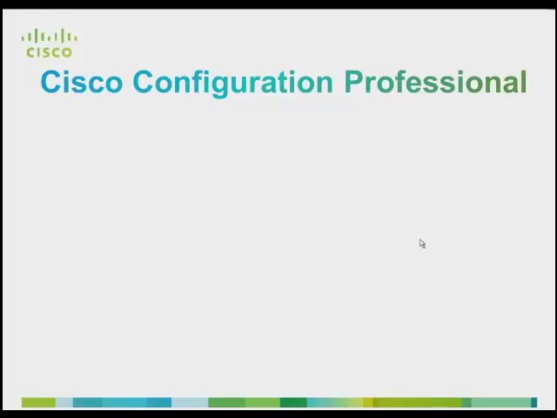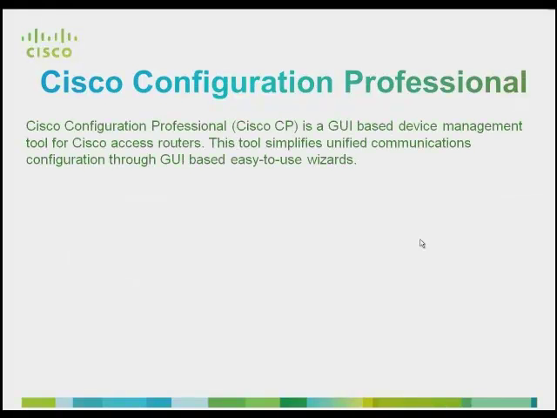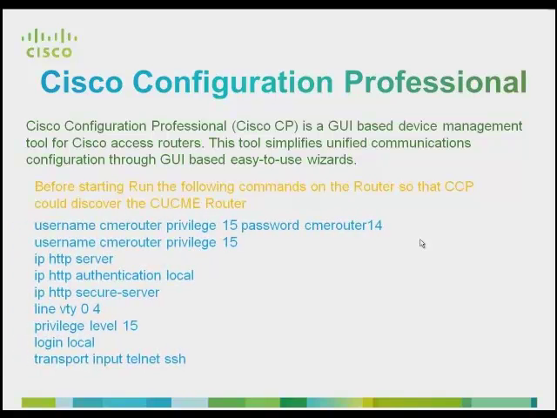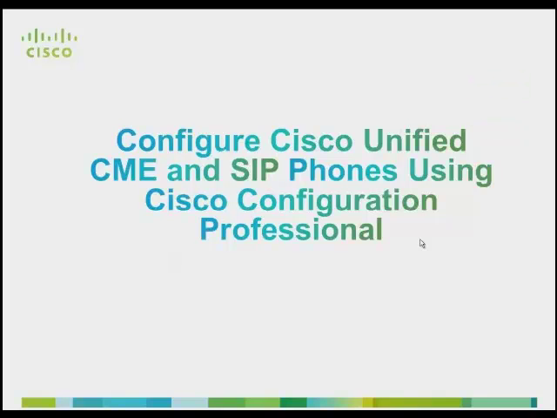Here we are going to use a cool tool called CCP, Cisco Configuration Professional, which is a GUI based software to configure the CME router. For this, first we need to run the following commands on the router so that the router can be discovered by the CCP. Now let's see the demo.